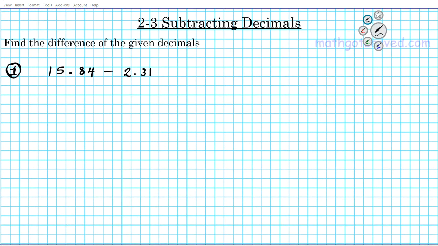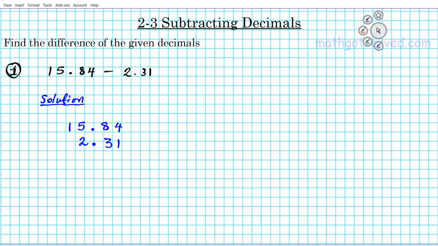Alrighty, let's take a look at question number 1. Instructions are for us to find the difference between the given decimals. So we have 15.84 minus 2.31. So let's go ahead and compute the difference or subtract them. What we're going to do is orient them vertically. Remember the rule that we went over in lesson 2.2 when we were talking about addition, which is that you must align your decimal points to ensure that you're adding or subtracting digits in identical place values.